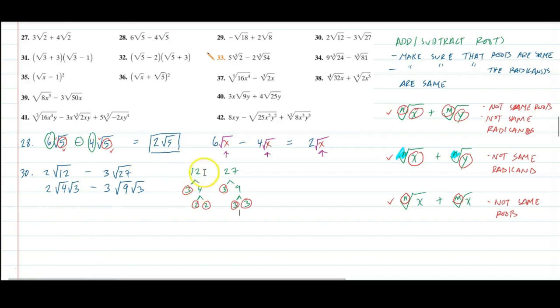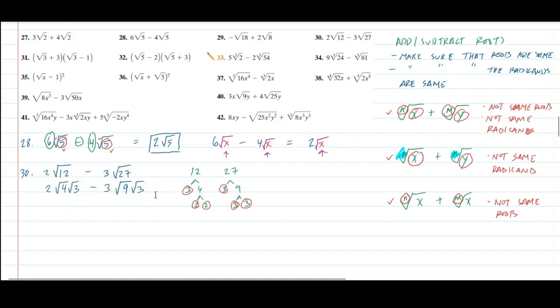But when I said 12 is root 4, root 3, this is what I was talking about. If you were to write 12 out, you would have had 2 times 2 times 3. And if you had written 27 out, it would have been 3 times 3 times 3, right? And that's how I ended up with what I have here, right?